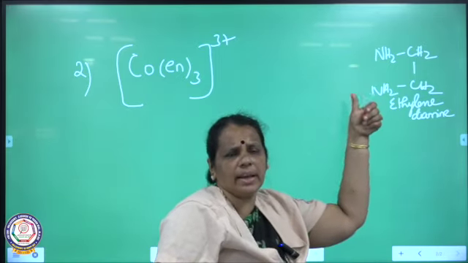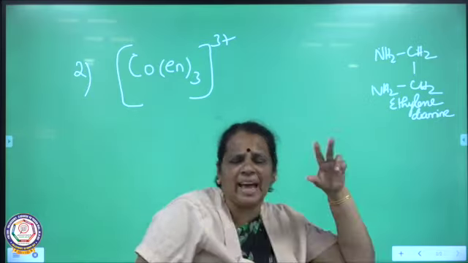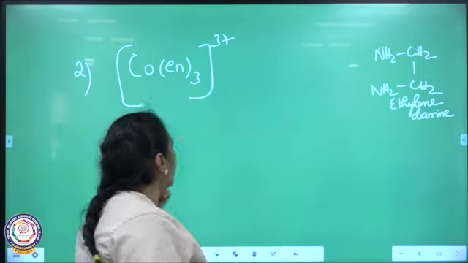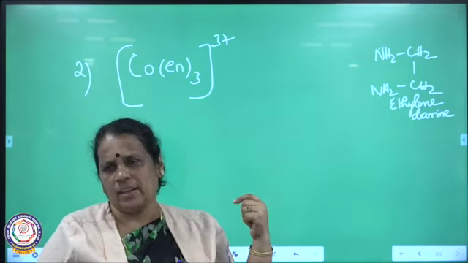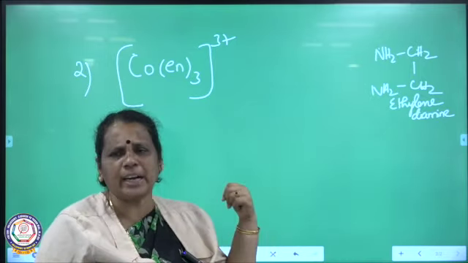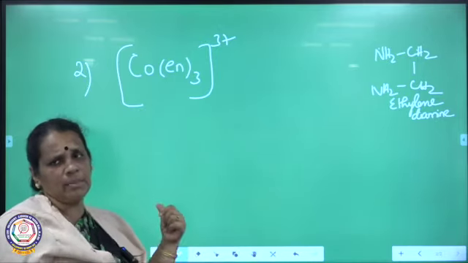So, what is the donor here? Nitrogen. There are 2 donors here. So, each ethylene diamine has 2 nitrogen. Therefore, there are 3 ethylene diamine molecules. So, 3 into 2, 6. So, 6 electron pairs are donated by 3 ethylene diamine molecules towards the central metal ion.